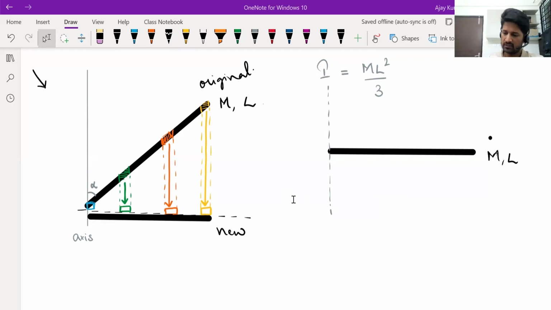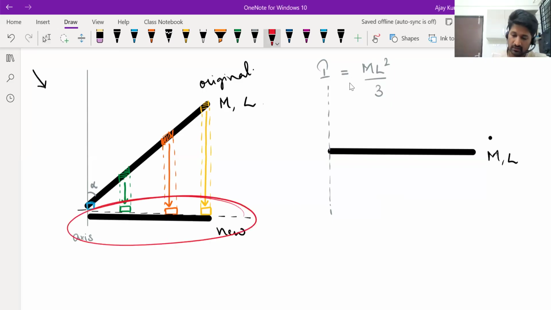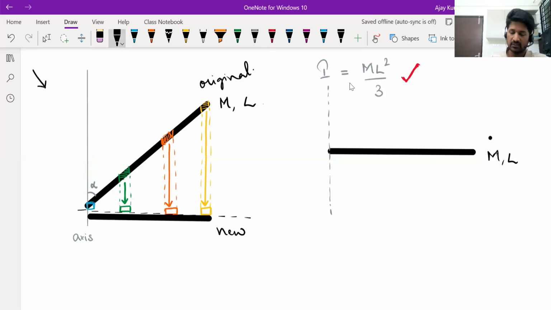Now, why are we so interested in this new rod? Because for this new rod, the given axis is an axis passing through one end perpendicular to it, for which we already have a formula. That is why we are doing all this. So basically, we are changing the shape of the given system to something new whose formula we already know.